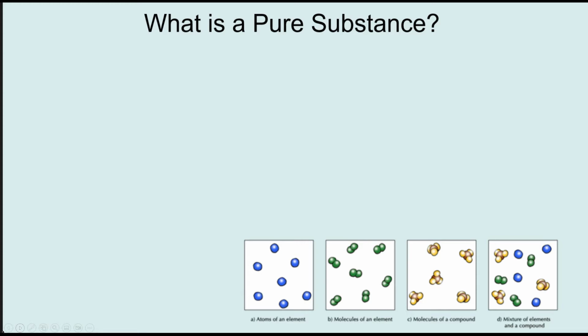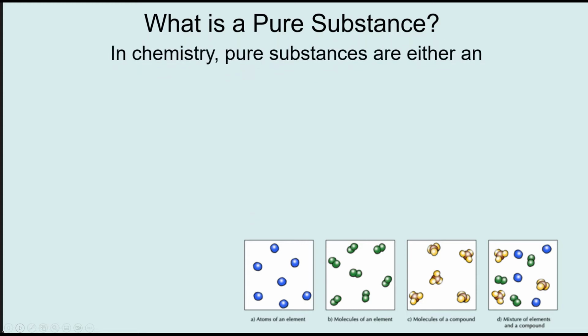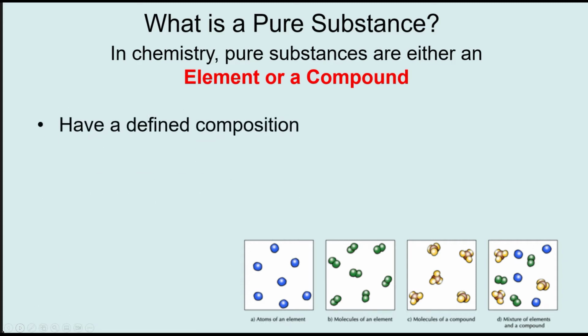So what's a pure substance? Well, in chemistry, a pure substance can either be a compound or an element. What are the properties of elements and compounds? They both have a defined composition. That means that they're always made of the same kind of atoms in terms of an element, or the same kinds of atoms in terms of a compound.